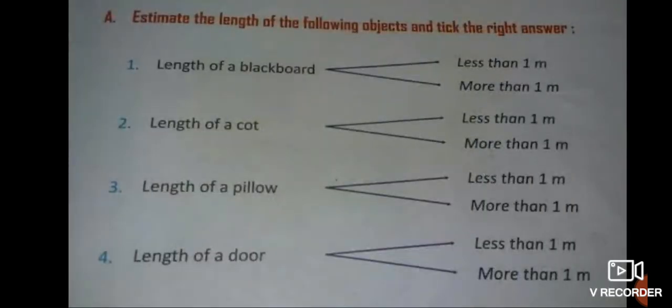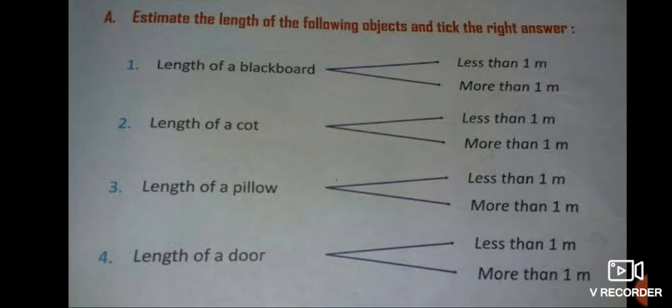And children, this is one question. Estimate the length of the following objects and tick the correct answer. Length of blackboard, length of a cot, length of a pillow, length of a door. So we have to find out whether it is less than 1 meter or more than 1 meter.